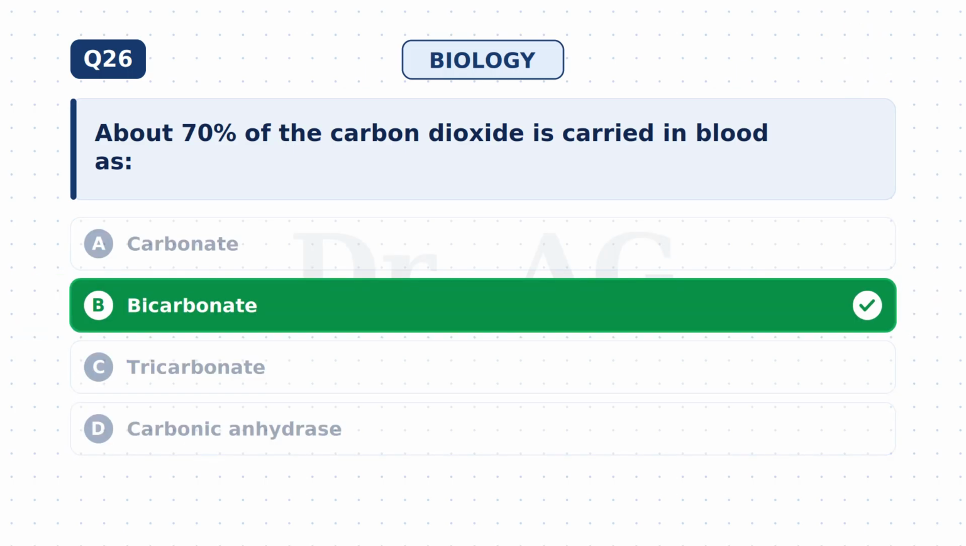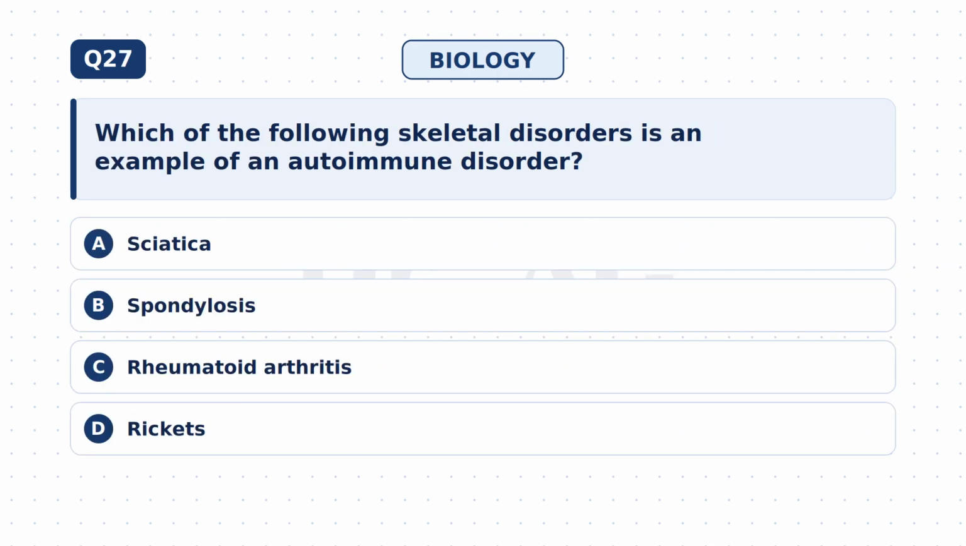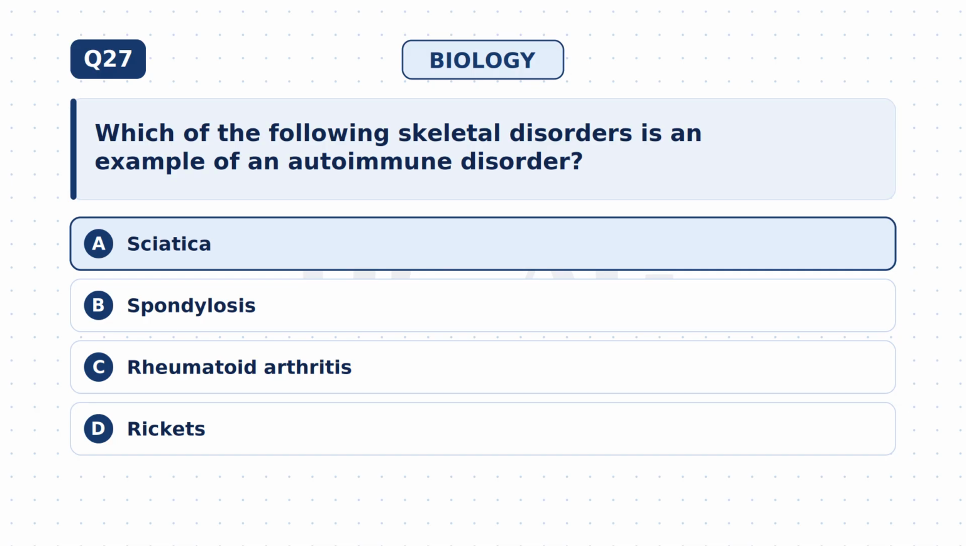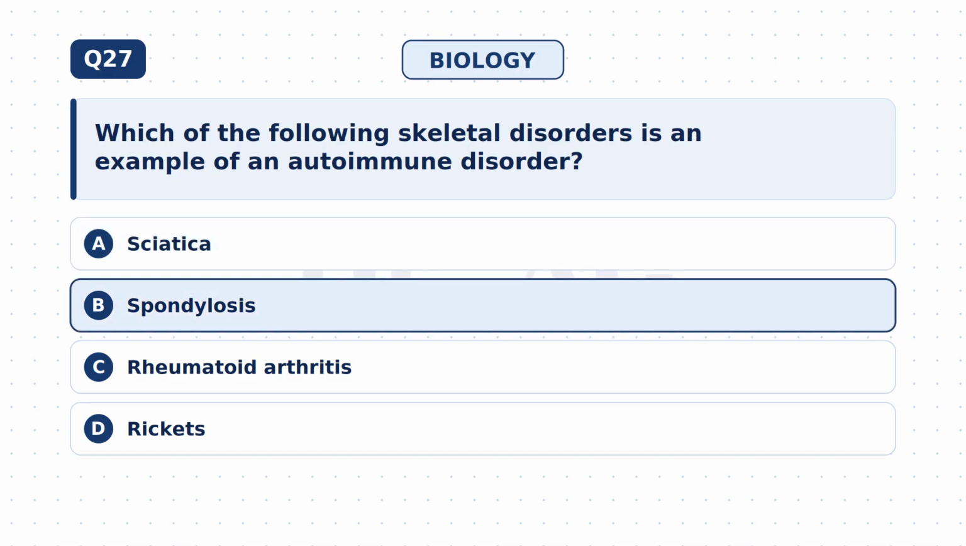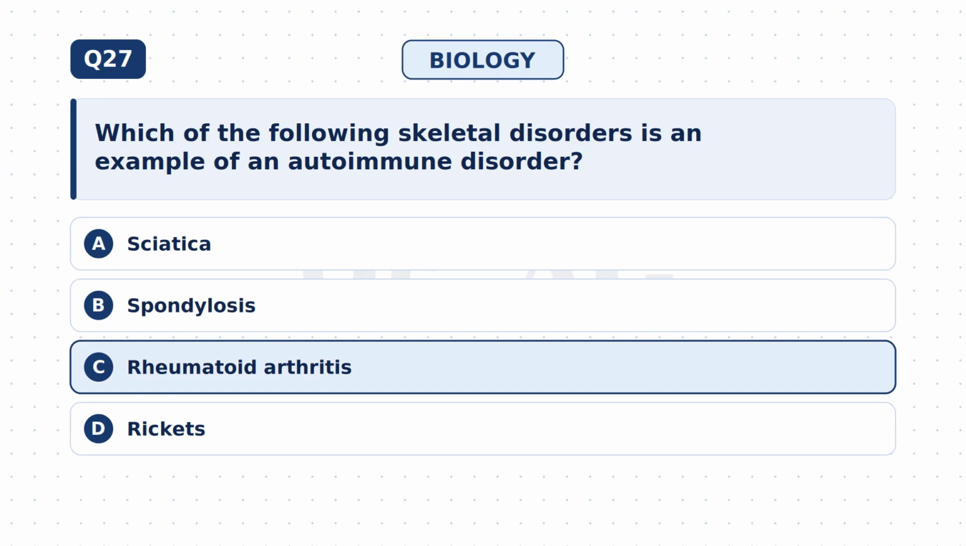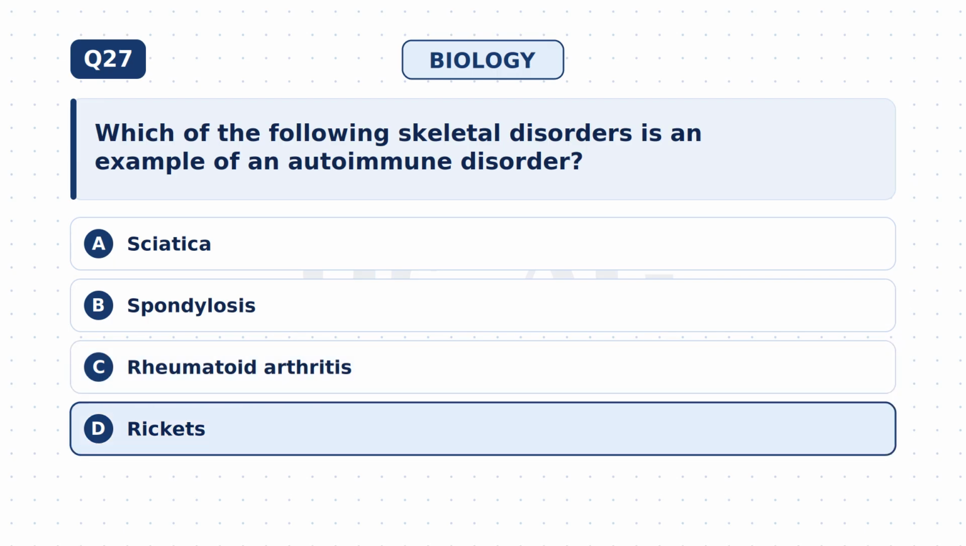The correct answer is B. Bicarbonate. Question 27. Which of the following skeletal disorders is an example of an autoimmune disorder? Option A. Sciatica. Option B. Spondylosis. Option C. Rheumatoid arthritis. Option D. Rickets.